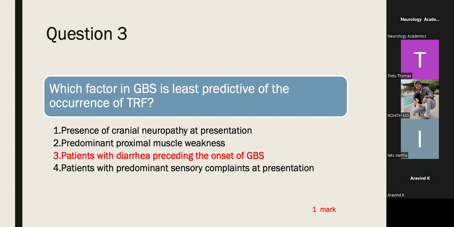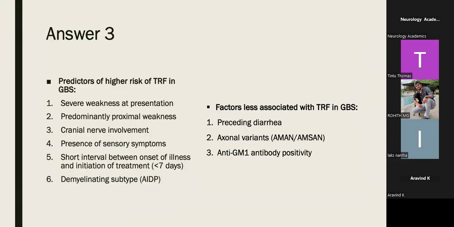So this question was, mark one of the answers which has the least predictive value of occurrence of treatment-related fluctuation in GBS. The answer was patients with diarrhea preceding the onset of GB syndrome. So the predictors having the highest risk are severe weakness, predominant proximal weakness, cranial nerve involvement at the onset, presence of sensory symptoms at the onset, shorter interval from the onset to the initiation of the treatment, less than 7 days, and demyelinating subtype, that is AIDP.